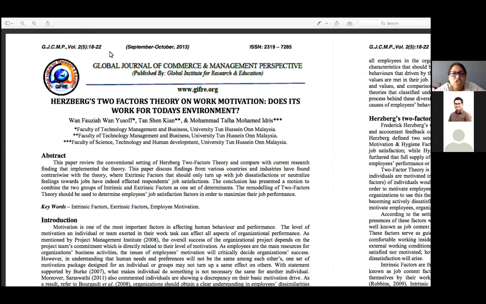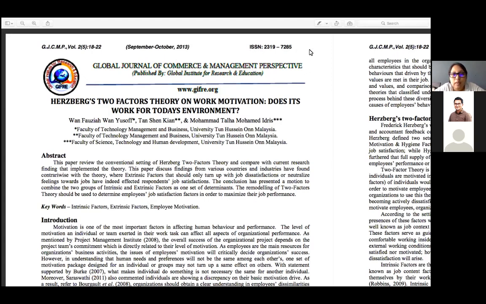So what are these journals? You have Journal of Marketing, Journal of Research, Journal of this, Journal of that. So this is the Global Journal of Commerce and Management Perspective, right? It is published by this institute, right? So that means they assessed and reviewed this article, and they decided to add it into their journal, right?